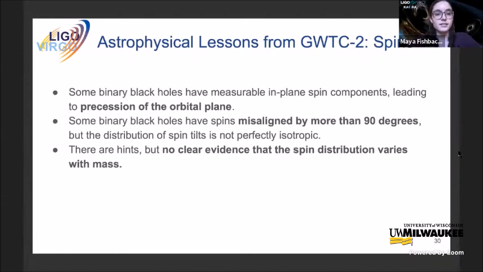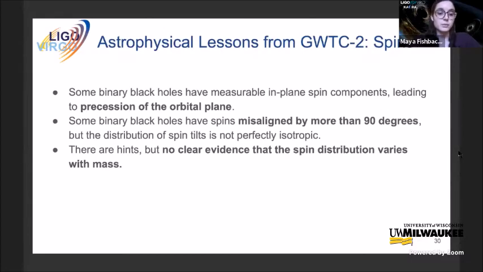Here are some of the lessons that we have about the spin distribution. So as Tom said, we know that some binary black holes have measurable in-plane spin components. So we rule out perfect alignment of the component spins. This leads to precession of the orbital plane. Second, we know that some binary black holes have spins that are misaligned by more than 90 degrees.